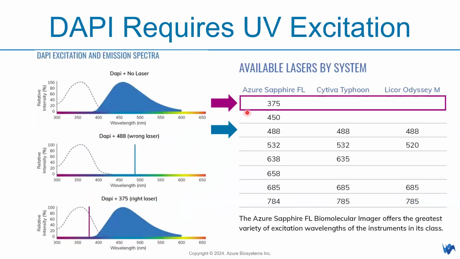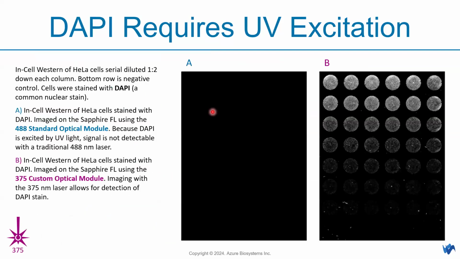Right. So Sapphire FL is the only laser scanning system on the market right now that has this UV excitation optical module, which falls in the range of 375, compared to other laser scanning systems on the market. We developed this at the request of our users, who needed it to image DAPI. So here's an example. We have this in-cell Western 96 well plate of HeLa cells seeded in serially diluted manner, 1 to 2 dilution down the column. The bottom row is the negative control.